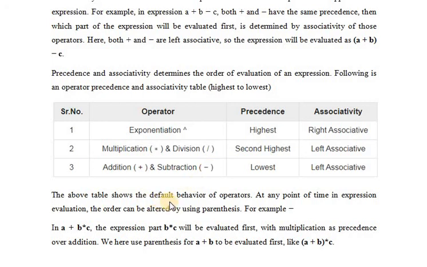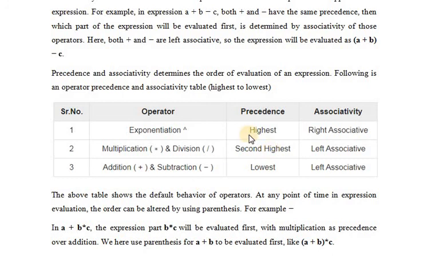The above table shows the default behavior of operators. At any point of time in expression evaluation, the order can be altered by using parentheses. For example, this arithmetic expression can be written like this. See here, the expression part B star C will be evaluated first. Why is B into C evaluated first? Because the multiplication operator is the second highest priority, but addition and subtraction are the lowest priority.